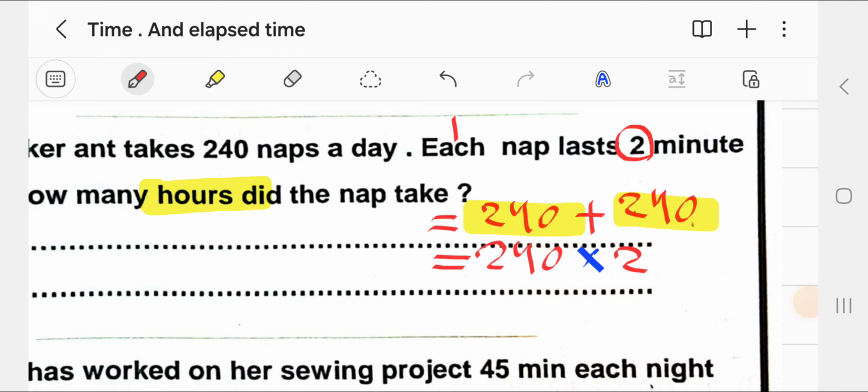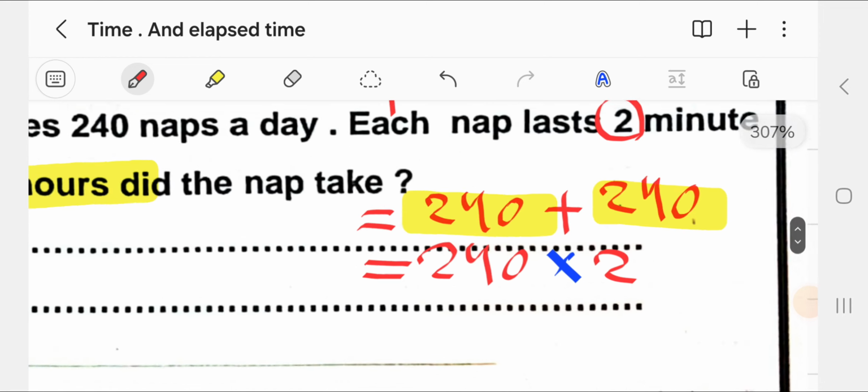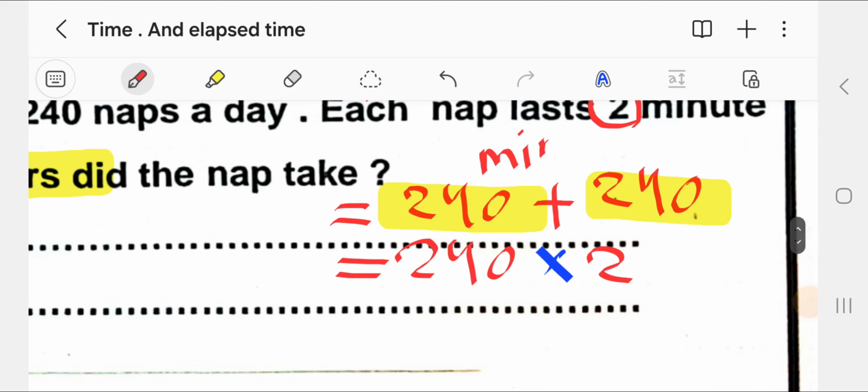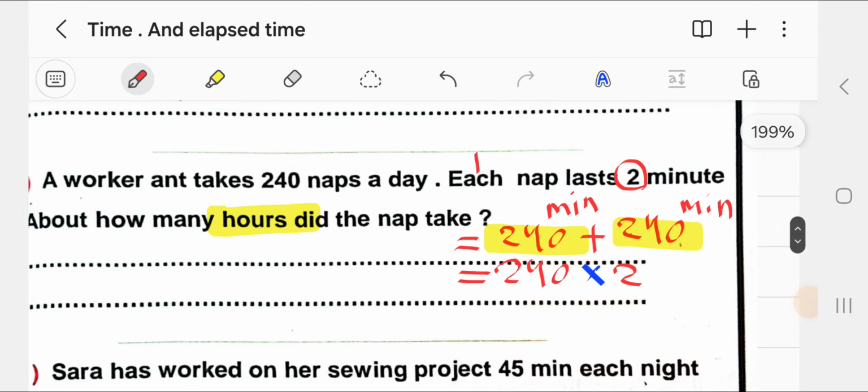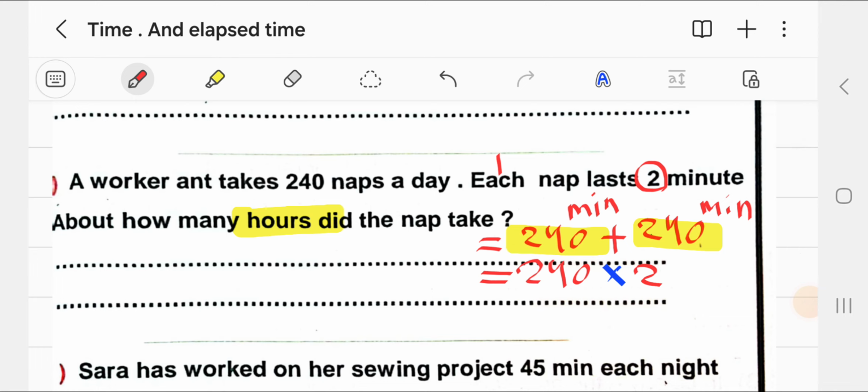يبقى انا كده هعرف هي كل المينتس اللي بتنامها وقت قد ايه. هاجي هنا 240 plus 240 هنا minute وهنا minute، so become 0 plus 0 0, 4 plus 4 8, 2 plus 2 4 minute. That's okay. This is all the time that the worker ant naps. يبقى ده كل الوقت اللي النملة بتنامها. تمام. about how many hour.